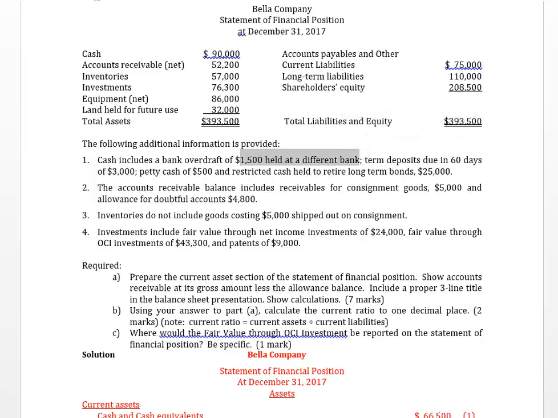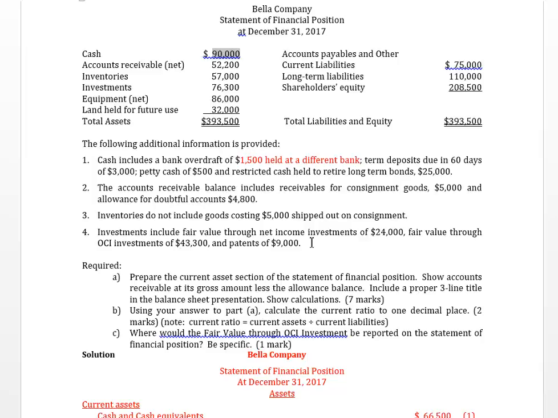So right away, red flag. Why? And we'll make it red. Red flag because if it's in there in that cash balance and it's at a different bank, we shouldn't be netting it out against the cash account. It should be set up in a short-term or current liability as a bank overdraft. So if it got deducted to help us get to this cash balance, when we're preparing our current asset section, we have to remember to add that back in because it should have never been deducted in the first place.